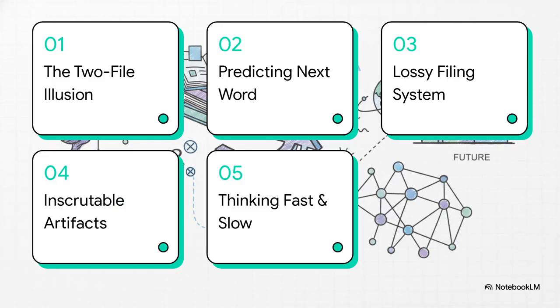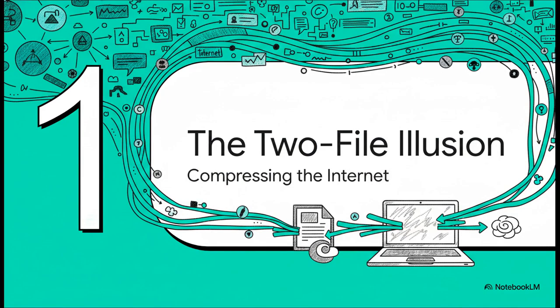So here is our roadmap into that black box. We'll be covering the two-file illusion, predicting the next word, the lossy filing system, hallucinations and inscrutable artifacts, and finally, thinking fast and slow. All right, diving right in.